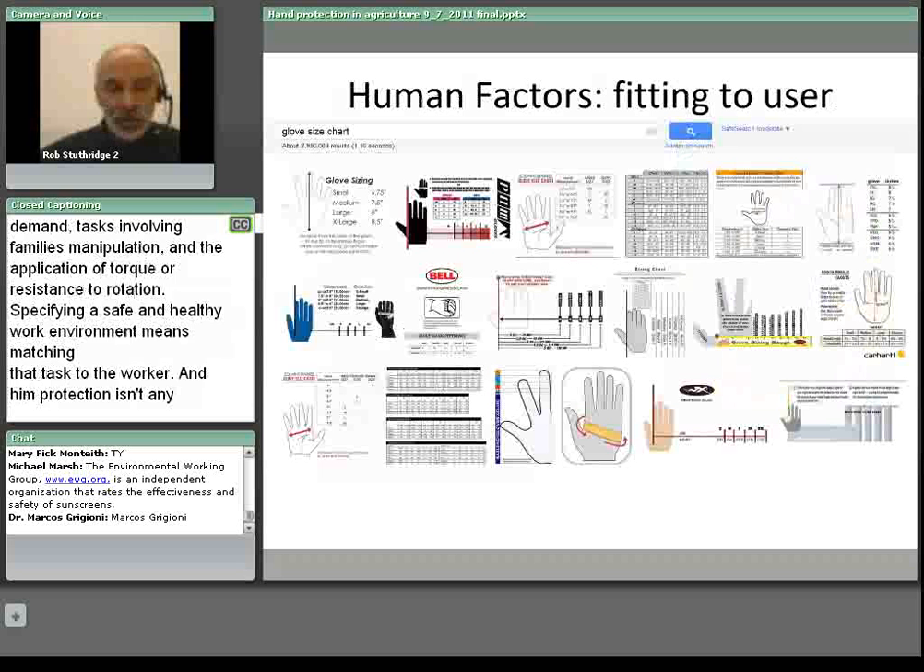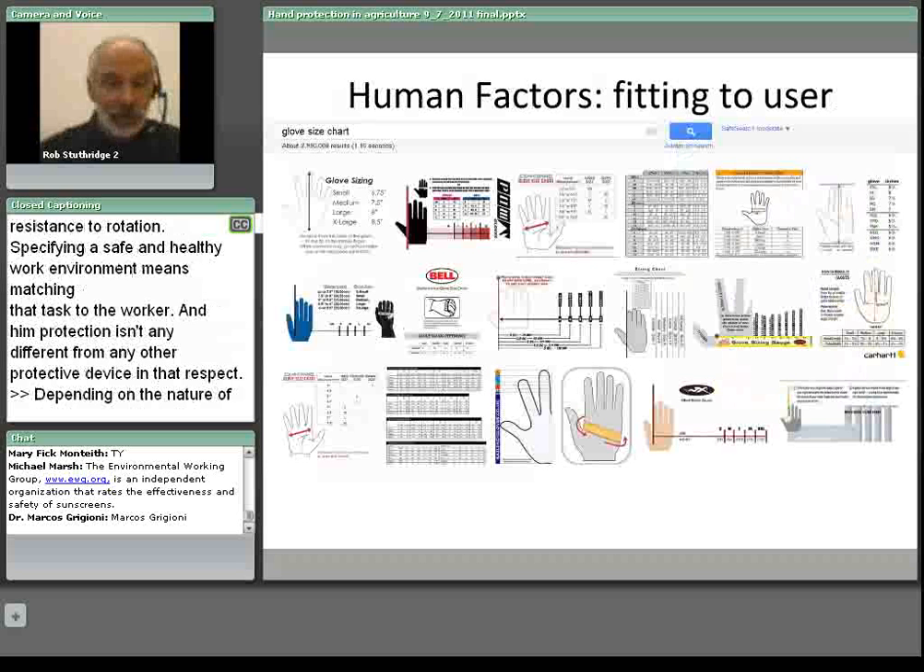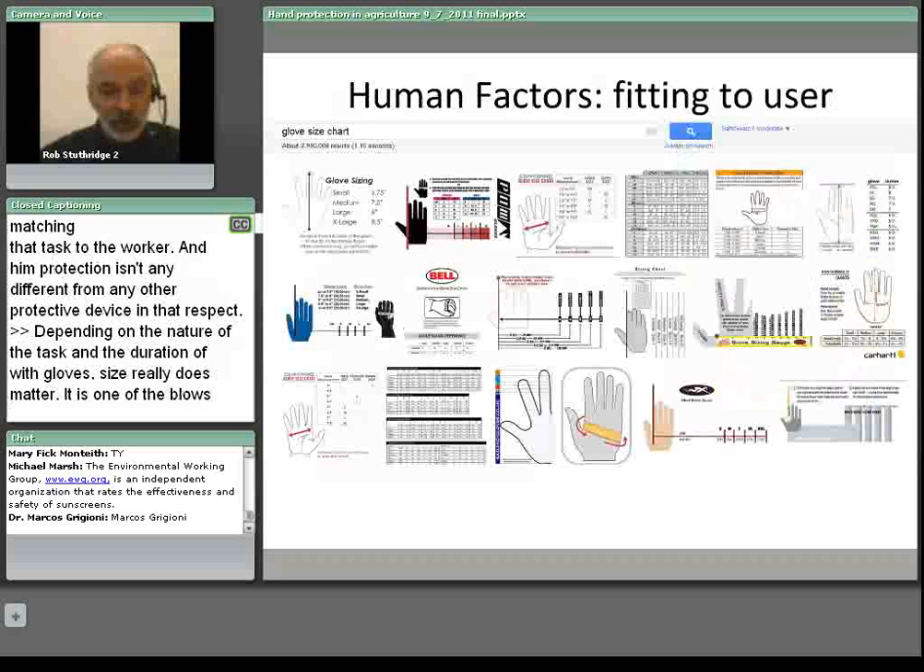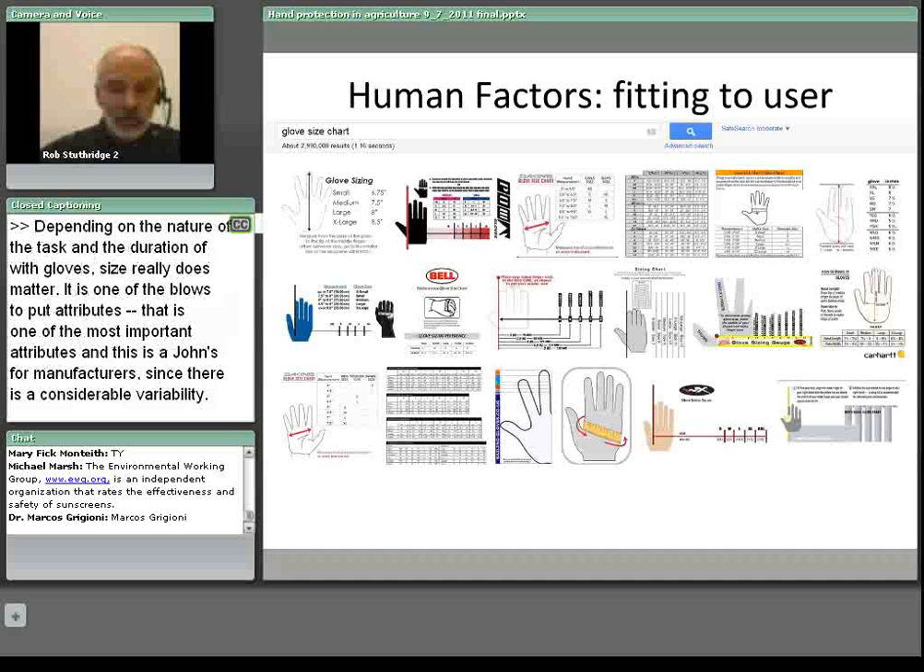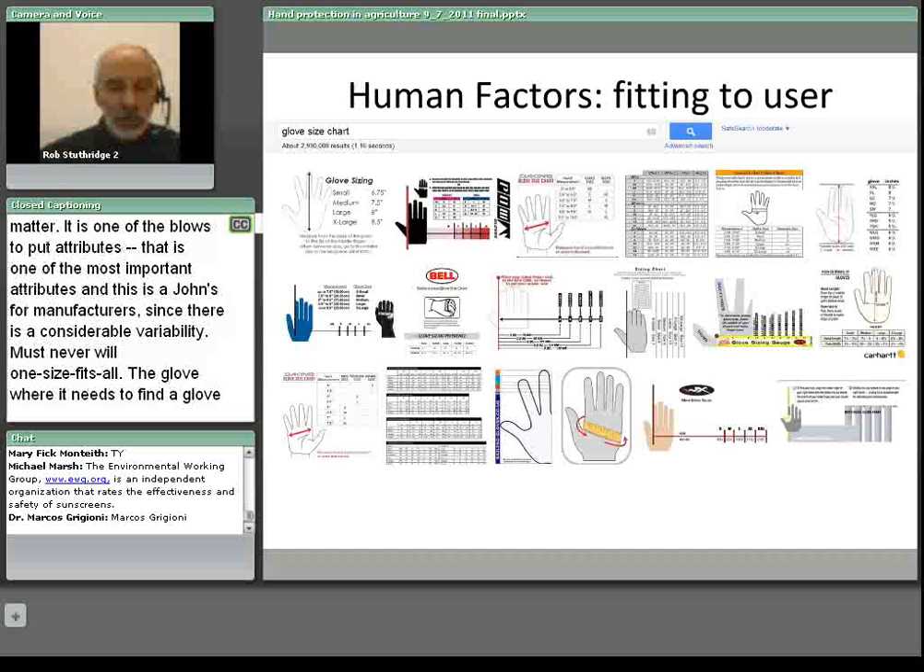Well, depending on the nature of the task and the duration of use, with gloves, size really does matter. Snugness of fit is one of the most important attributes reported by glove wearers in terms of comfort and usefulness. This is a challenge for glove manufacturers since there's considerable variability in all aspects of hand size and shape, so that almost never will one size fit all. The glove wearer needs to find a glove that satisfies not only the task demands and the protection that involves, but also the degree of fit that makes the glove less of a hindrance and more of a help.